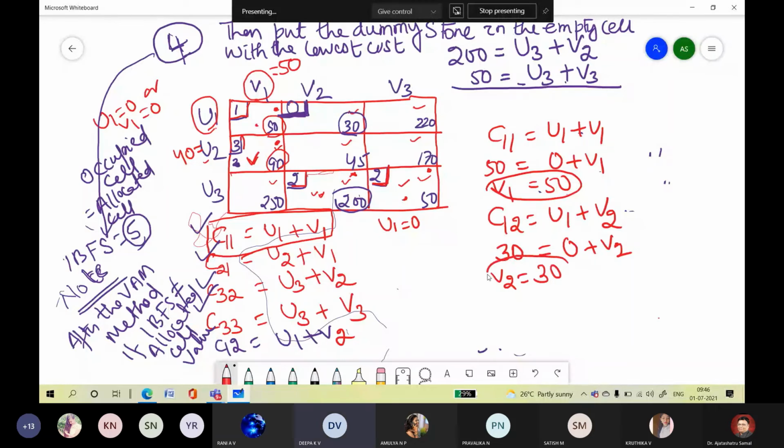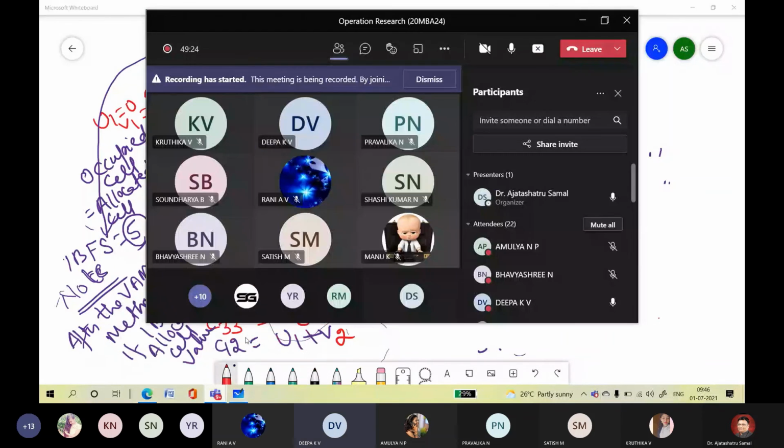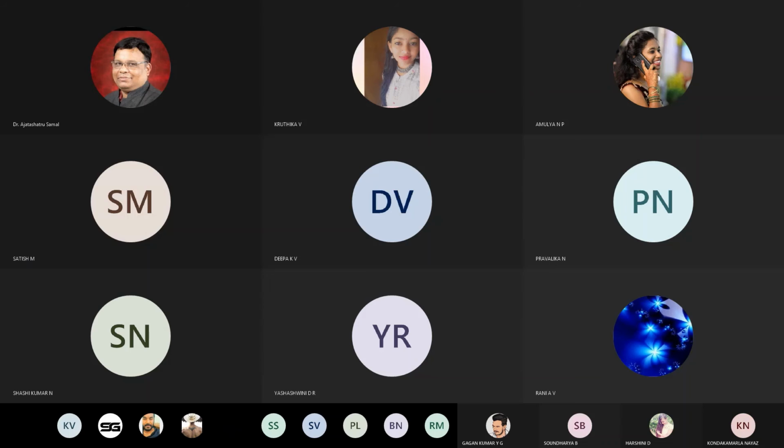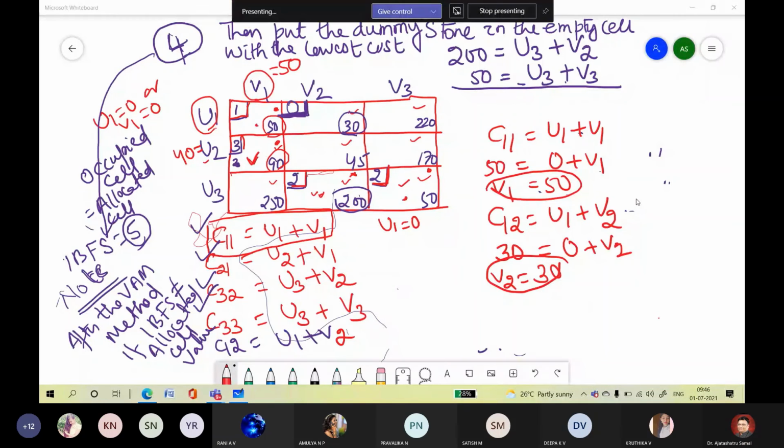Okay, now V2 got. Sir, screen is not visible, sir. Screen is not visible. Huh? 1 minute. Why is not visible? Now it's visible? Yes, sir. Now it is visible, sir.